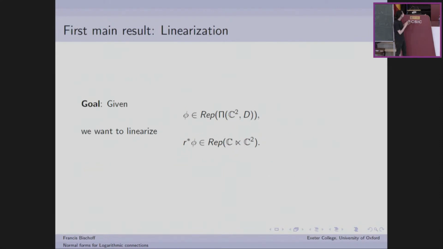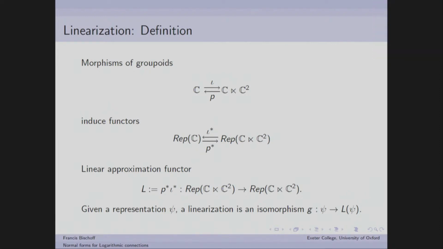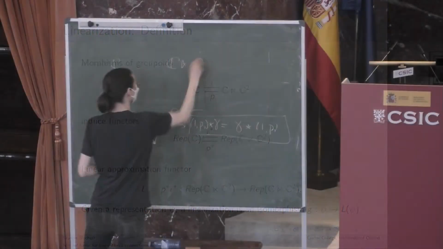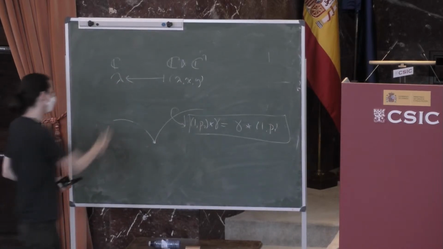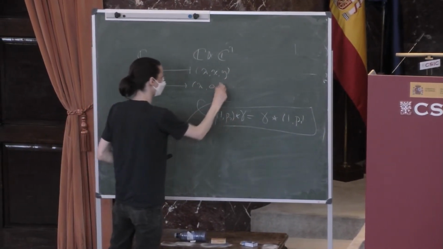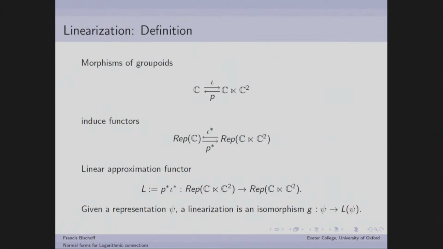So now I want to explain the first result, which is linearization. So the goal is that we start with a representation, we pull it back to this action groupoid, and we want to linearize it. So first, what do we mean? For this, we have some more morphisms of groupoids. This is very simple. We have C, we have C acting on C2. We can either just project to lambda, or if we have lambda, we can include it as belonging over 0.